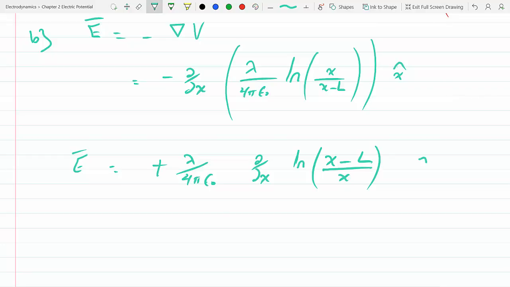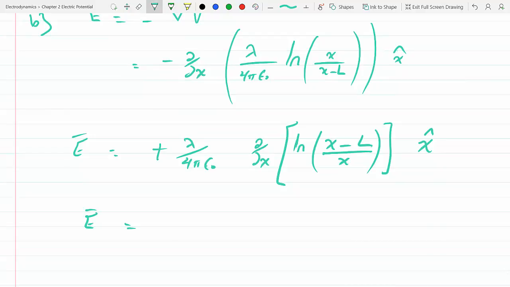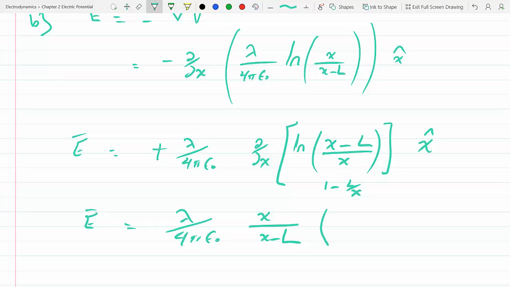Right, that's what you're saying. And this is all in the x direction. Okay, well, let's see what we get here. Lambda over 4 pi epsilon. When you flip it, it becomes x over x minus L. And then this is just x over x, which is 1 minus L over x, right? So when you take the derivative, you get this is going to be L over x squared, right, in the x direction.